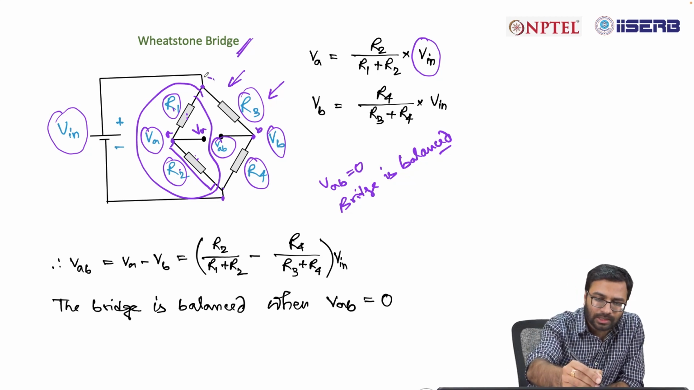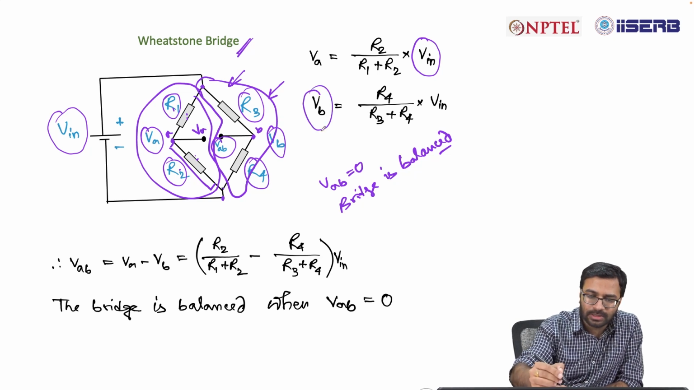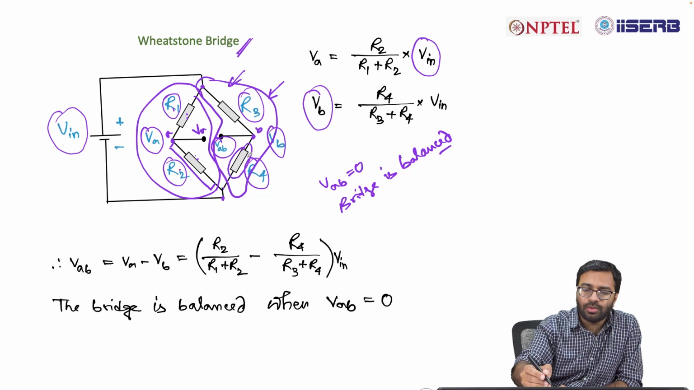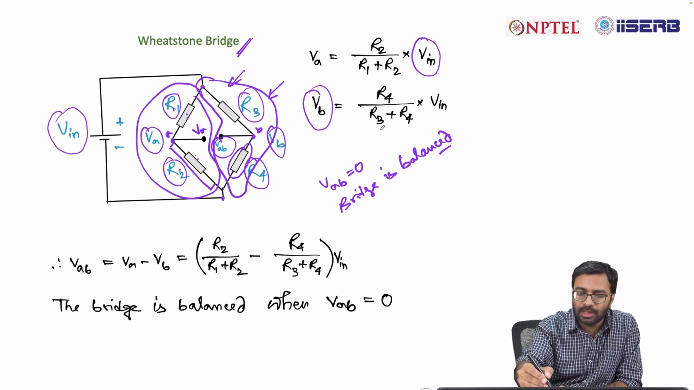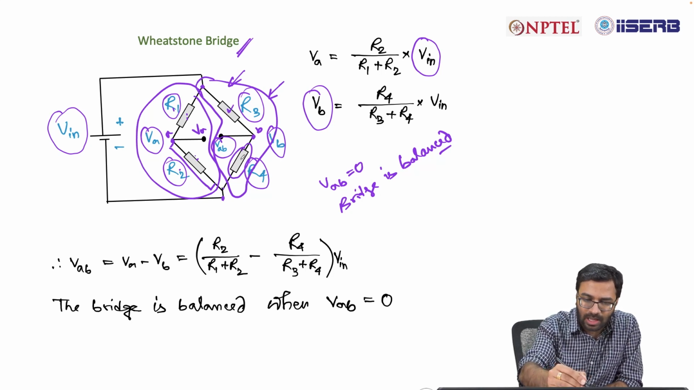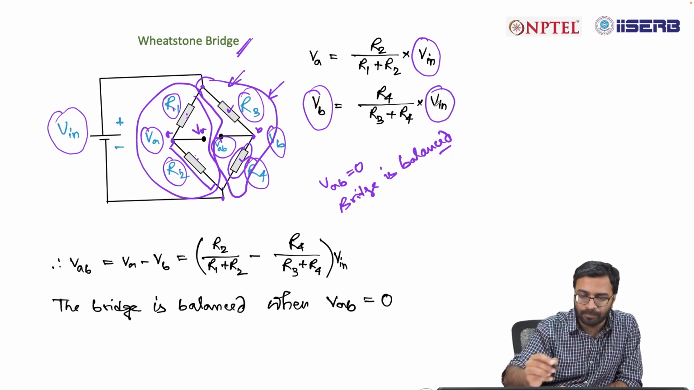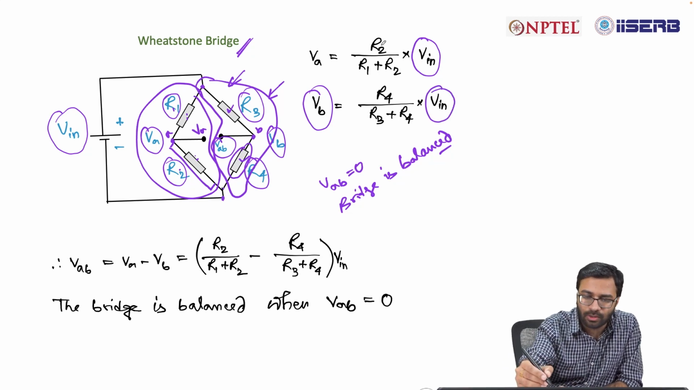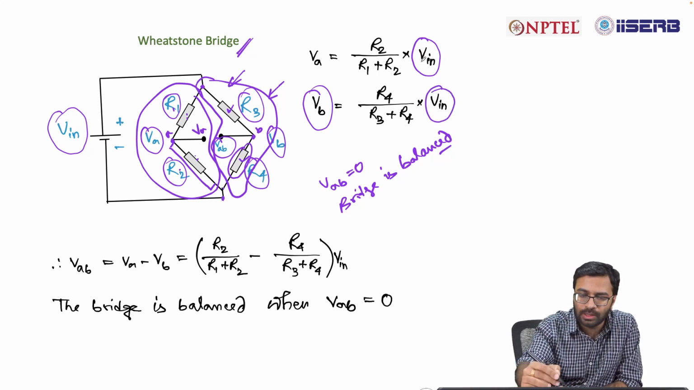Similarly, if you take the other half, your VB is nothing but the voltage drop across R4. So your VB is equal to R4 divided by R3 plus R4 into Vin. So your VA is R2 divided by R1 plus R2 into Vin, and your VB is equal to R4 divided by R3 plus R4 into Vin.